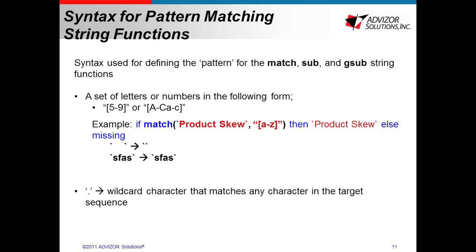One syntax you can use is to define a set. You can match a set of letters or numbers. To do that, you just put in brackets the range of numbers you want to match. So this means that I'd want to match values that have a 5, 6, 7, 8, or 9 in them. Or you can use letters. This would match fields that have a capital A, B, or C, or a lowercase a, b, or c in it.